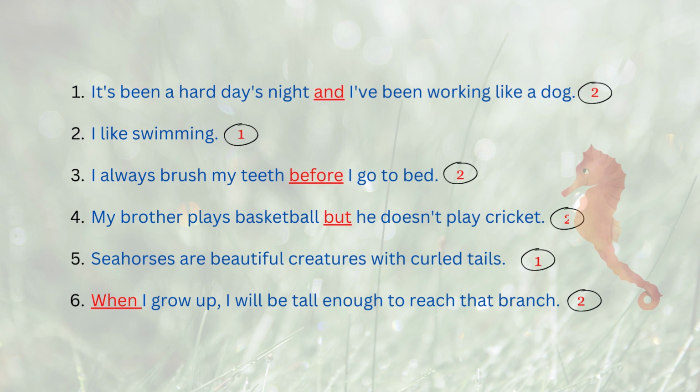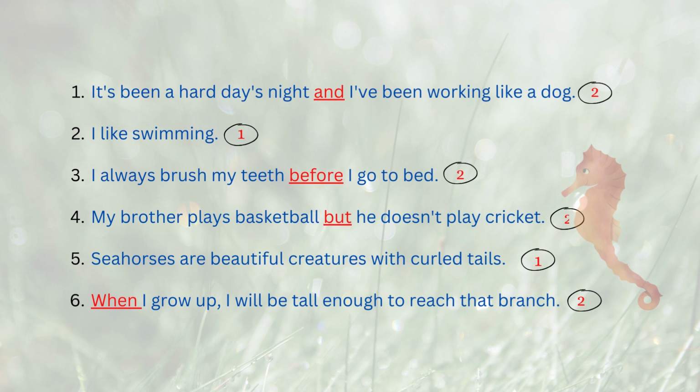Number 3, I always brush my teeth before I go to bed. That's a complex sentence. The main clause is I always brush my teeth, and the dependent clause, before I go to bed, starts with the conjunction before. Number 4, my brother plays basketball, but he doesn't play cricket. That's a compound sentence with the two clauses. My brother plays basketball, he doesn't play cricket, and they're joined by the conjunction but.